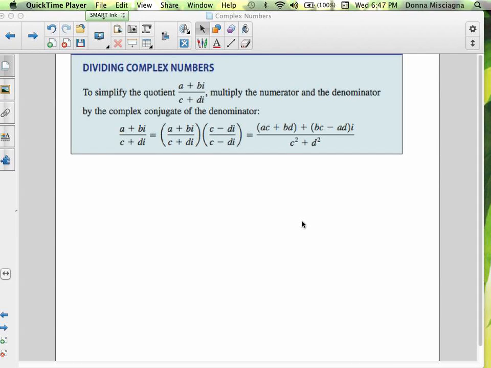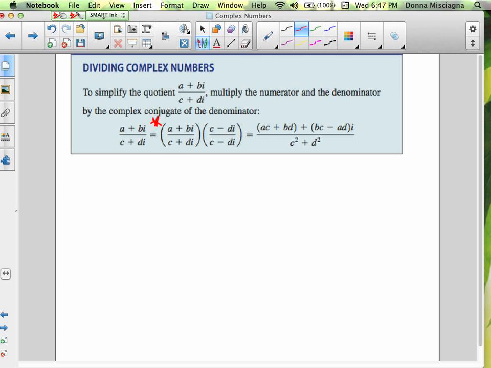Let's learn how to divide complex numbers. To divide complex numbers, we're going to have to use something to help us out, and that is the conjugate of the denominator. To simplify the quotient a plus bi divided by c plus di, multiply the numerator and denominator by the complex conjugate of the denominator. If our denominator is c plus di, the conjugate would be c minus di.